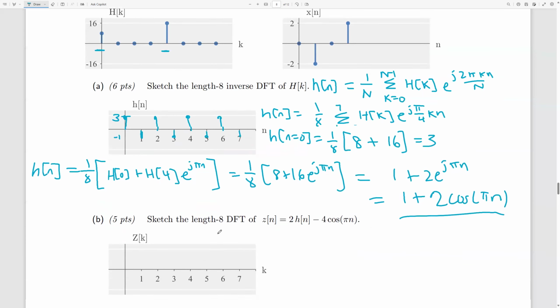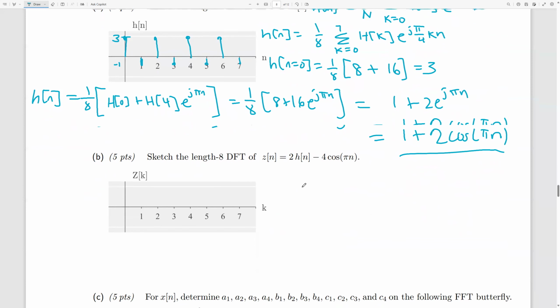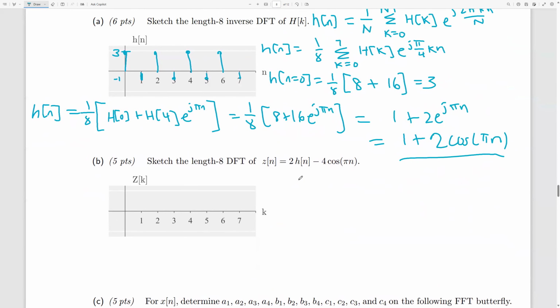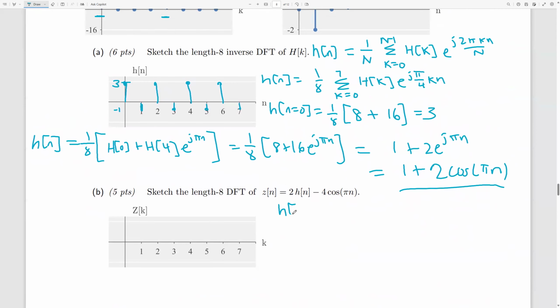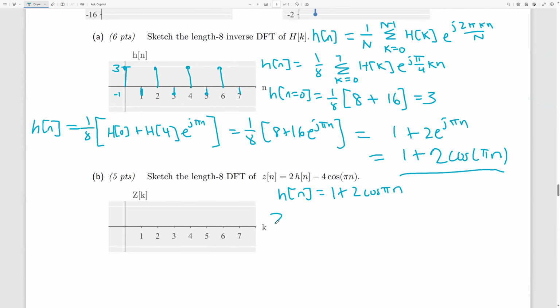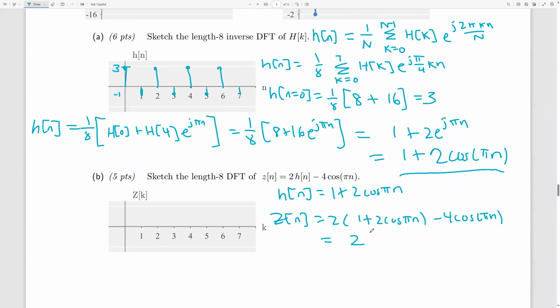Next, sketch the length-8 DFT of z of n equals 2 h of n minus 4 cosine of pi n. This is probably another one where I'm not sure of the optimal way to do this, but I'll tell you one way. I have h of n that I just discovered, h of n equals 1 plus 2 cosine of pi n. So z of n equals 2 times (1 plus 2 cosine of pi n) minus 4 cosine of pi n, this cancels and you just get 2. So z of n equals 2 over the length 8 signal.